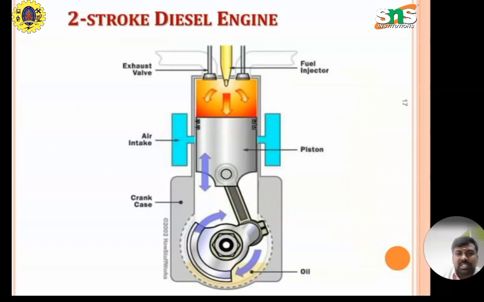Consider the 2-stroke diesel engine. Here, instead of valves, we are using ports, because it is a 2-stroke diesel engine. Here, for every revolution of the crankshaft, we can get a power output, so 2 power outputs for 2 revolutions of the crankshaft.